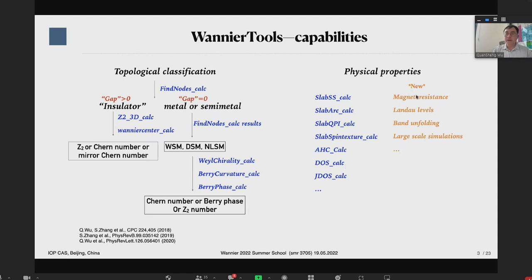Recently we also developed some new functionalities. For example, you can calculate the magnetoresistance, ordinary magnetoresistance, and also Landau levels and band unfolding from a supercell calculation to the primitive cell. Recently, we updated a version that can do very large scale simulations, such as twisted bilayer graphene systems. And these are the capabilities.